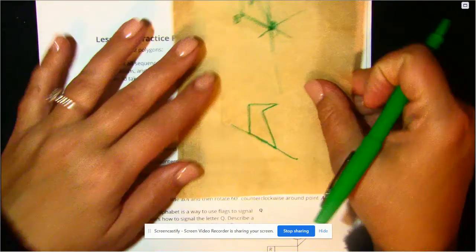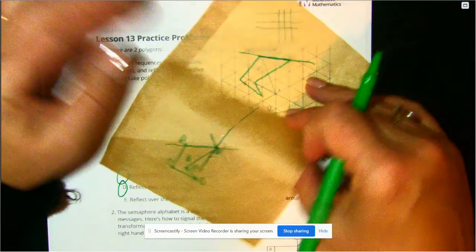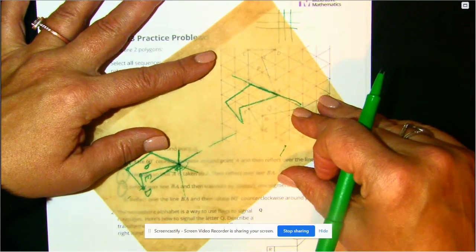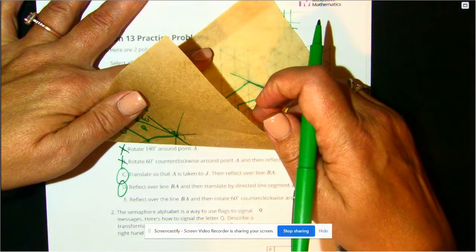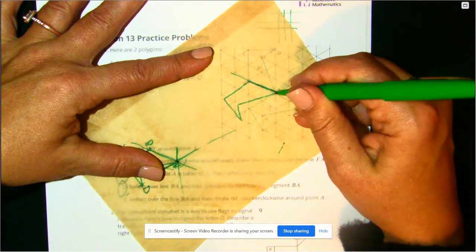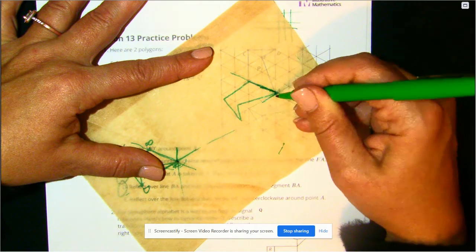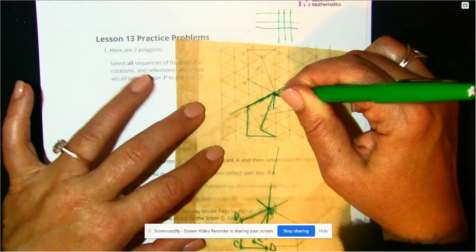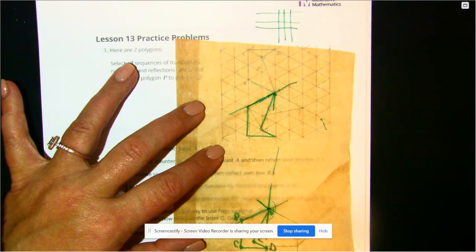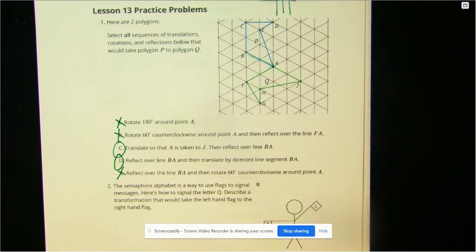All right, last one. See if we can do it with this one I drew. Reflect over BA. Okay, same first move. And then rotate 60 counterclockwise around A. So I gotta land when that lands here. It's partially overlapping, but it's not exactly the same. No. All right, moving on.